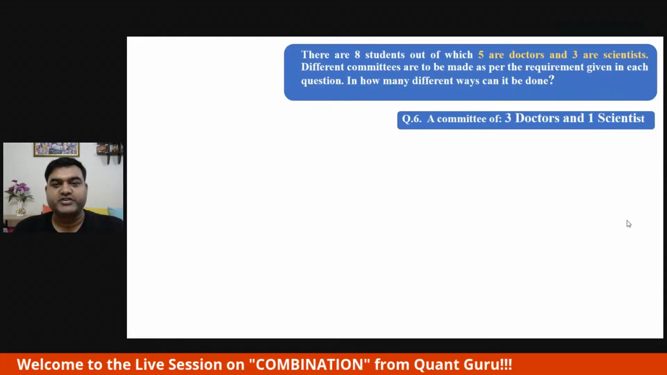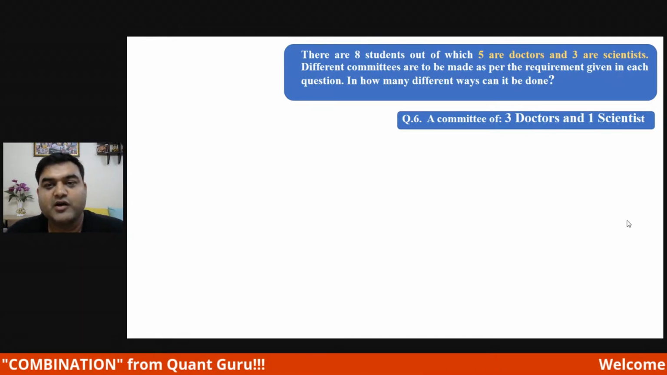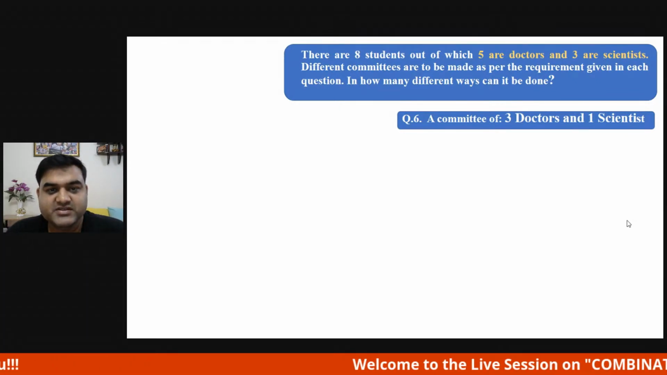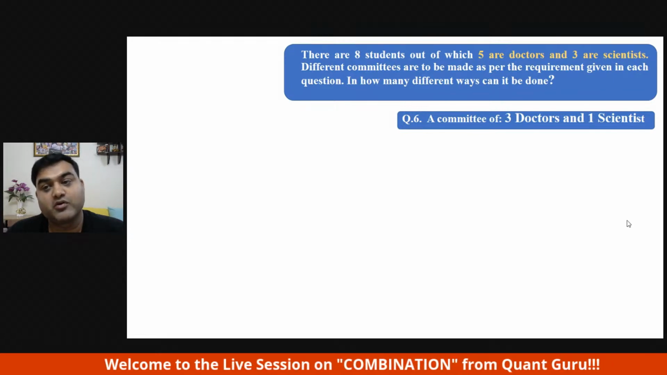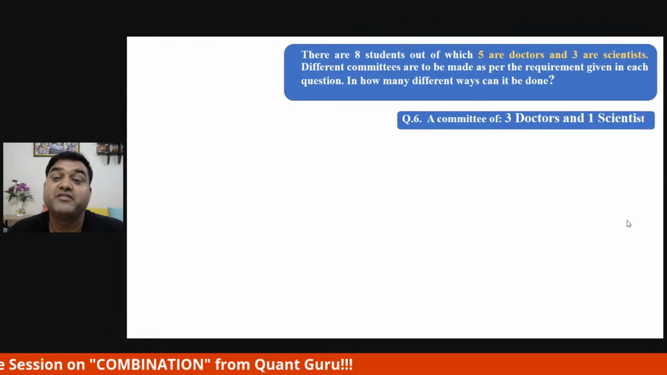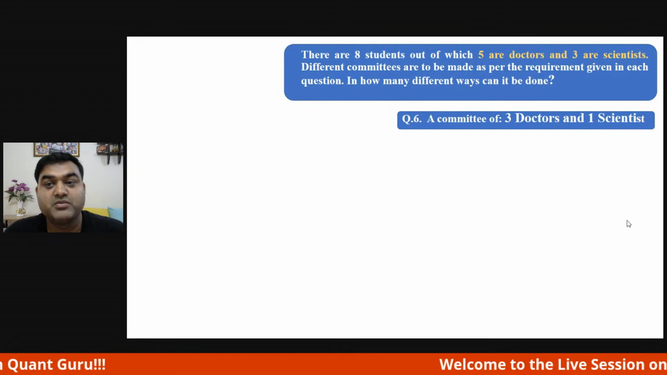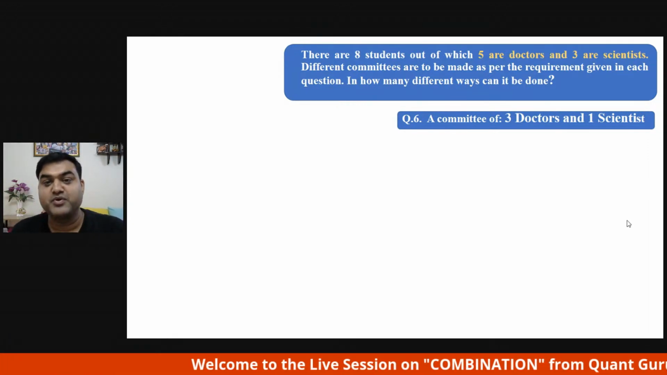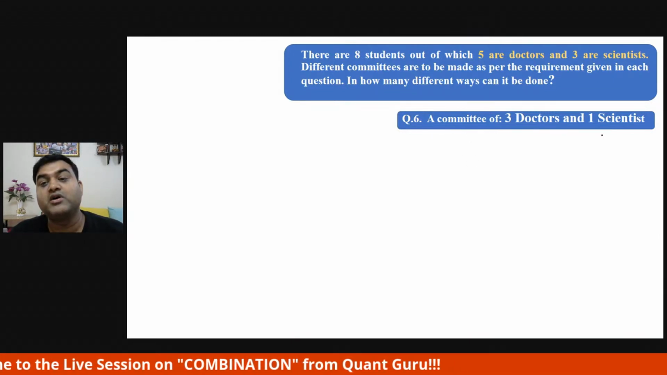Okay, first type of question. There are 8 students, out of which 5 are doctors and 3 are scientists. Different committees are to be made as per the requirement given in each question. In how many different ways can it be done? Now, how do you understand whether this is a combination problem or a permutation problem? This is very important here, right? Question number 6: a committee of 3 doctors and 1 scientist has to be made.